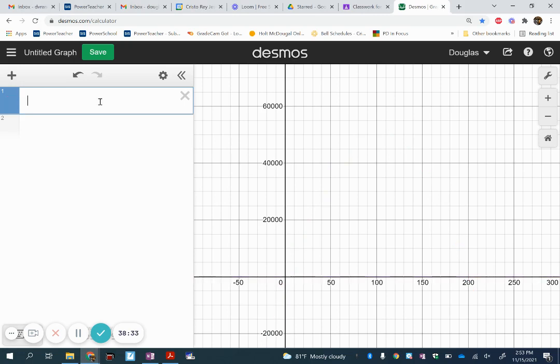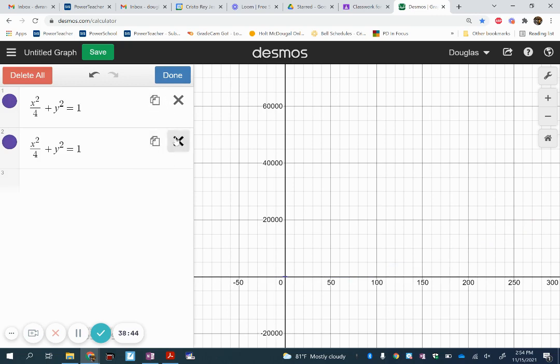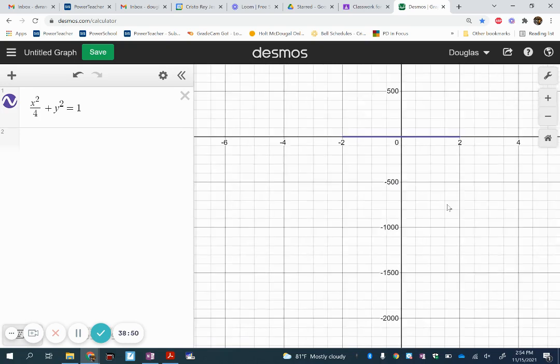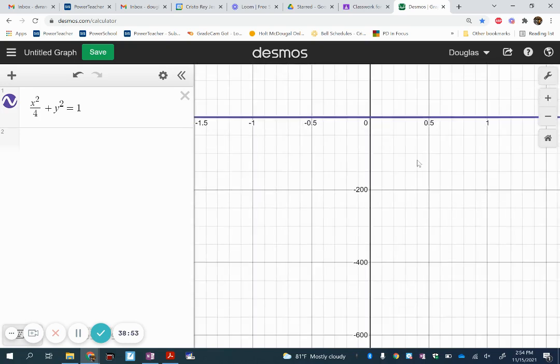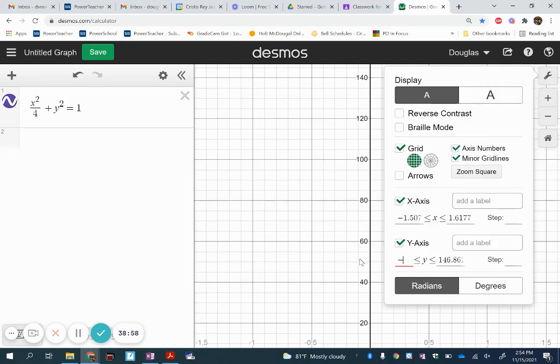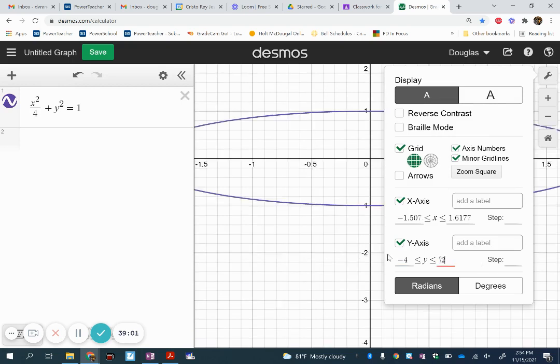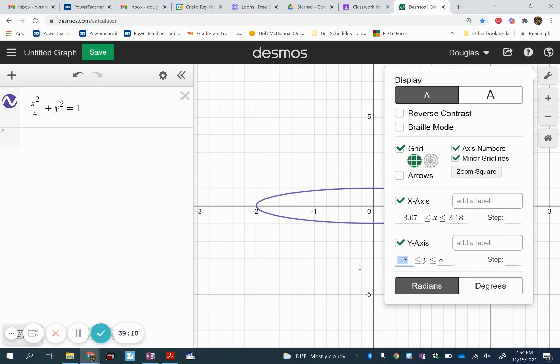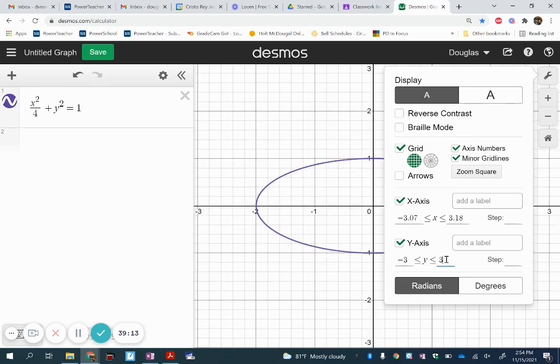So we have x squared over 4 plus y squared equals 1. And I want to make sure you can actually see it. Let me zoom in a ton here. Almost there. I need to change my y-axis. It is way too big here. So let's go -4 to +4. There we go. Zoom out a little bit. Okay, so you can see the ellipse here. Let me do actually -3 to 3. There we go.